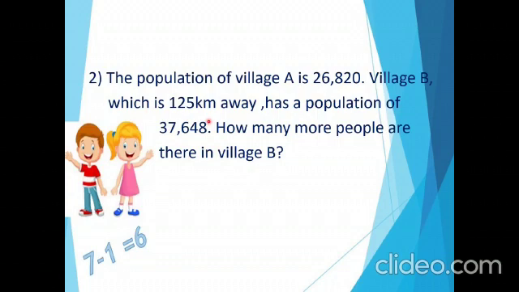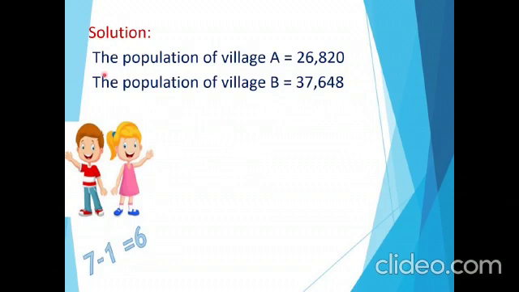So let's note down the information, children. Solution. The population of village A is equal to 26,820. This is the first statement. And the second statement is the population of village B is equal to 37,648. Here we have noted down the information which are needed to find the solution. So second step is over. Third step is we have to decide which operation need to be done to find the solution.